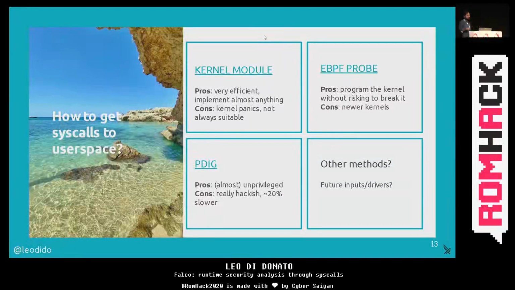Let me ask you a question. How to get syscalls to user space and use them as one of the Falco inputs? The first option that came to our mind was to write a kernel module. Good luck with that, really, good luck. I would not have ever participated in it. Doing a kernel module comes with a lot of downsides, both on the development side, namely kernel panics like 2 or 3 times a day, and the deployment one too.